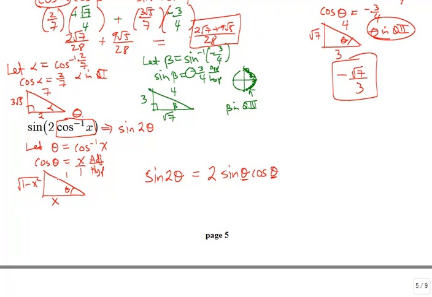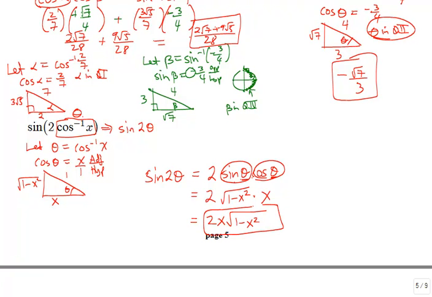over here. So according to my triangle, what would sine of theta be? Opposite over hypotenuse. So square root of 1 minus x squared all over 1. And what is cosine of theta on this triangle? It's adjacent over hypotenuse, so x over 1, or just x. And if we just rewrite it by squeezing that x in between the 2 and the radical to make it look a little bit cleaner, here would be our answer.